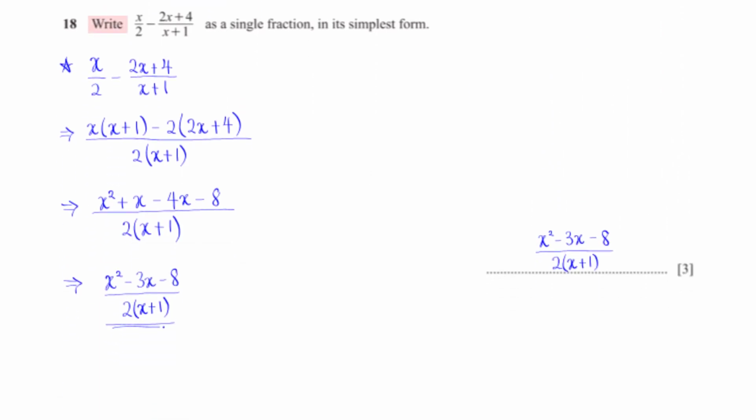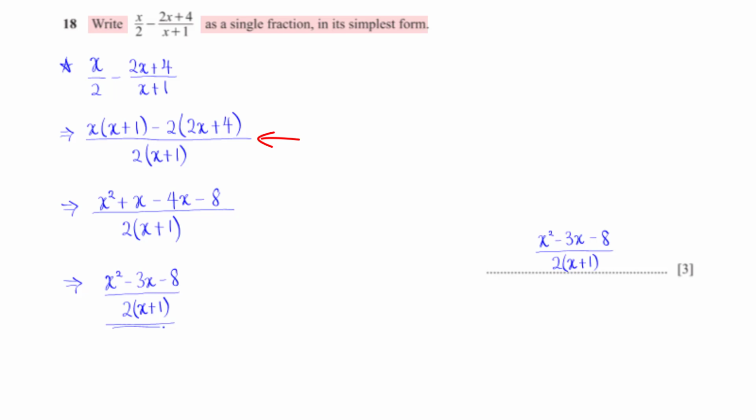Write x over 2 minus (2x plus 4) divided by (x plus 1) as a single fraction in its simplest form. We can find the LCM by multiplying the denominators, and so this gives us 2 times (x plus 1). 2 goes into the LCM and we are left with x plus 1, which multiplies the numerator x, giving us x times (x plus 1), minus. x plus 1 goes into the LCM and we are left with 2, which multiplies the numerator, giving us 2 times (2x plus 4).